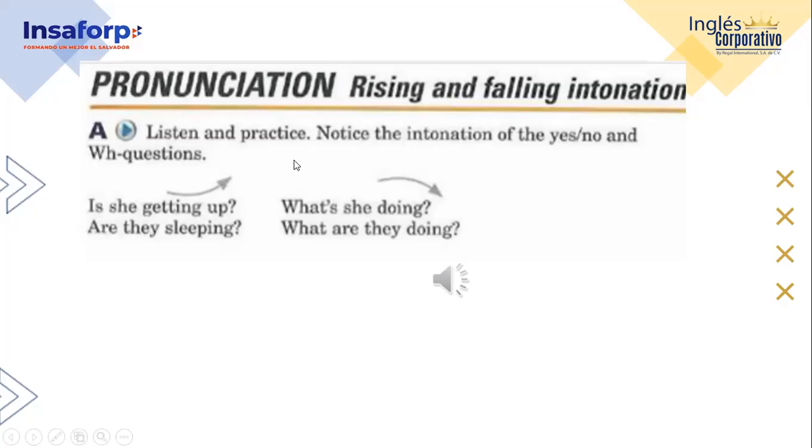Is she getting up? Is she getting up? Are they sleeping? Are they sleeping?